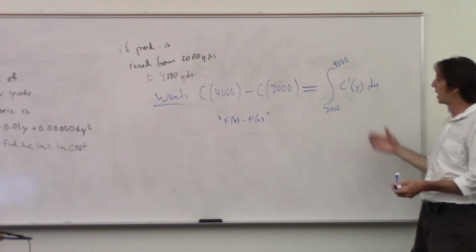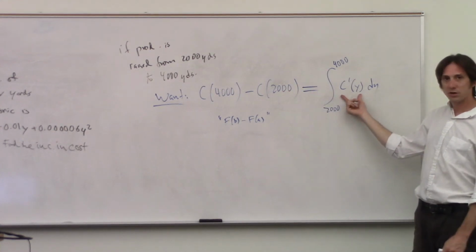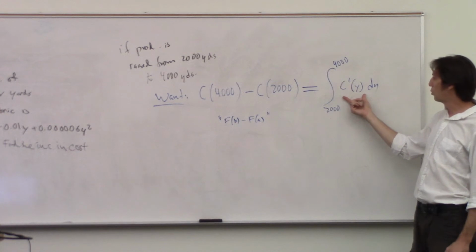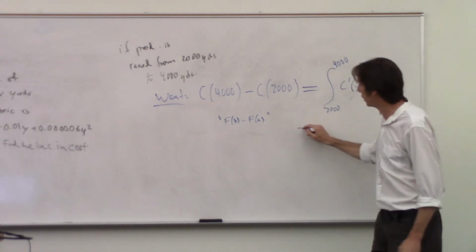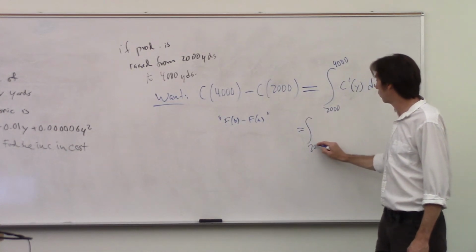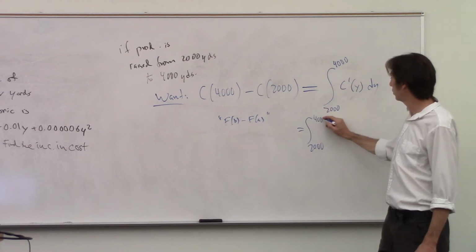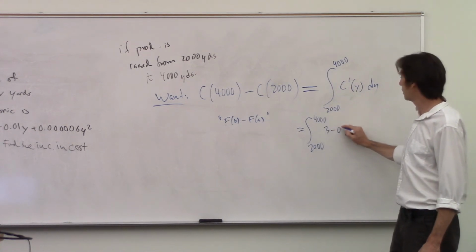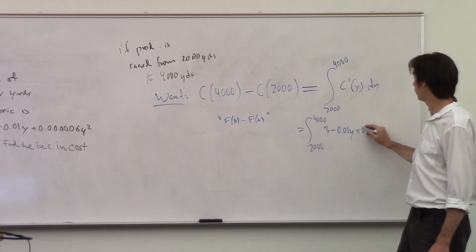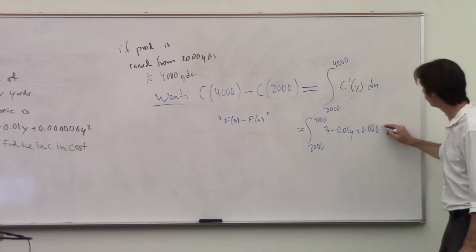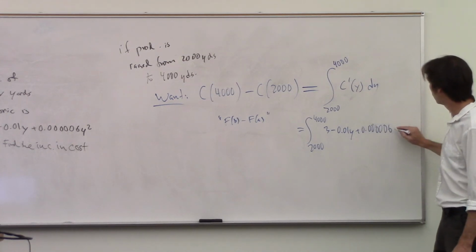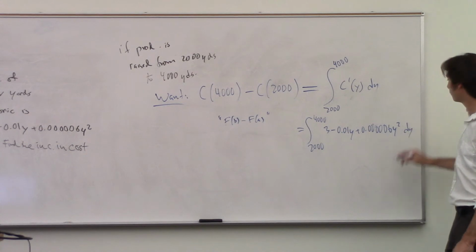Fortunately, in this example, I am given the marginal cost. So I can replace C prime of y with the formula that they gave me. So here I'm computing an integral from 2,000 to 4,000 of 3 minus 0.01y plus 0.000006 y squared dy.